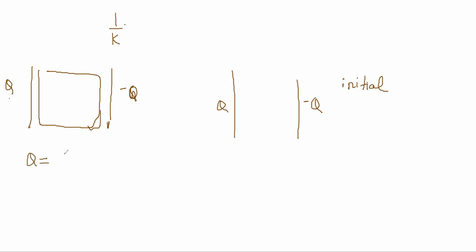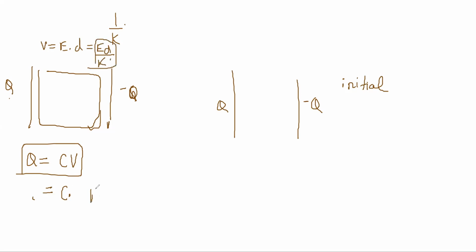So the equation Q is equal to CV has to still be valid, right? But what has happened is V has changed drastically. Potential difference generally is equal to E into D, but now it is E D by K because of the glass slab. So what should happen to the C? It should become KC. Then only Q will be equal to CV, no?